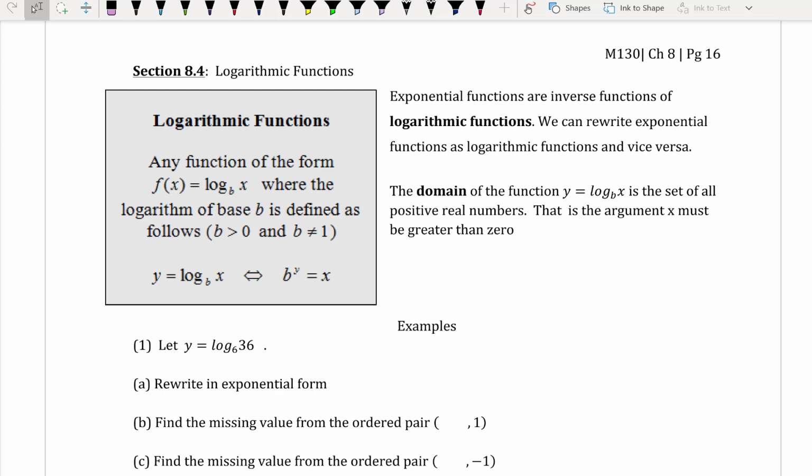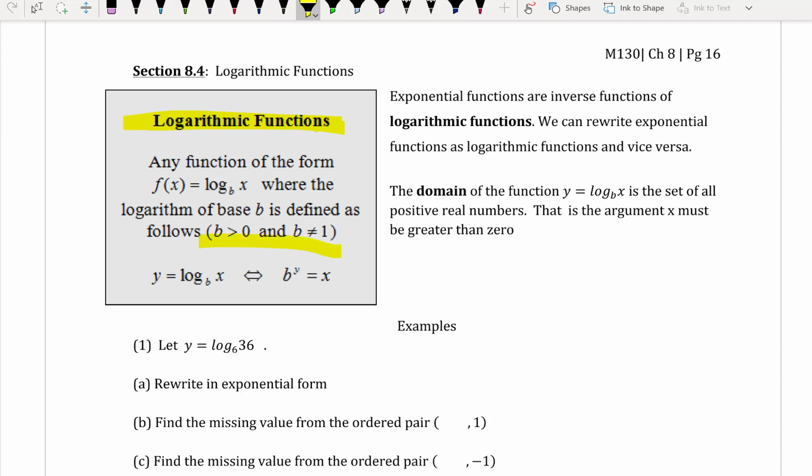Exponential functions are inverse functions of logarithmic functions. We can write an exponential function as a log function, and we can write a log function as an exponential function. So here we have our definition of a logarithmic function. Any function of the form f of x is equal to log base b of x, where the logarithm of base b is defined as b being greater than 0 and b not equal to 1.